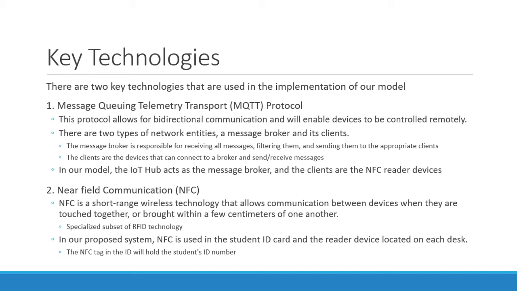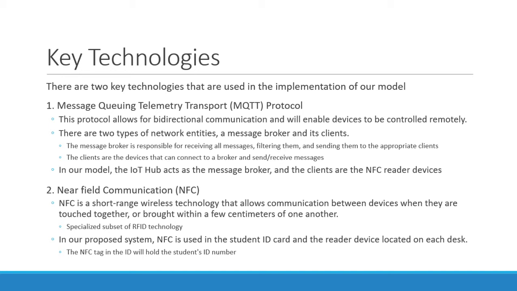There are two types of network entities, a message broker and its clients. The message broker is responsible for receiving all messages, filtering them, and sending them to the appropriate clients. The clients are the devices that can connect to the broker and send and receive messages. In our model, the IoT hub acts as the message broker, and the clients are the NFC reader devices.